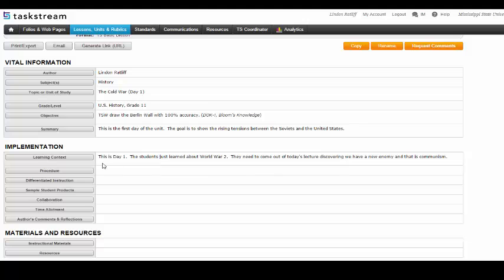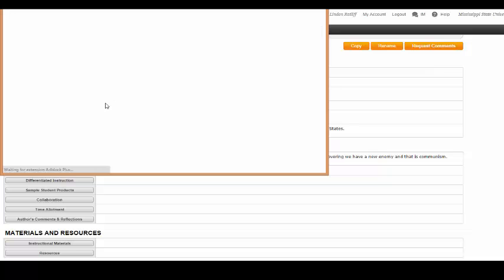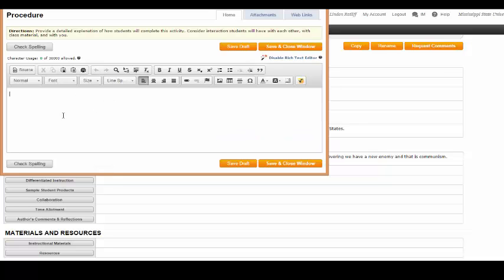There it is. Now, procedure is what we just discussed. You can do this however you want to. You could say number one, lecture. And then you would continue and continue and continue, however you want to do that.